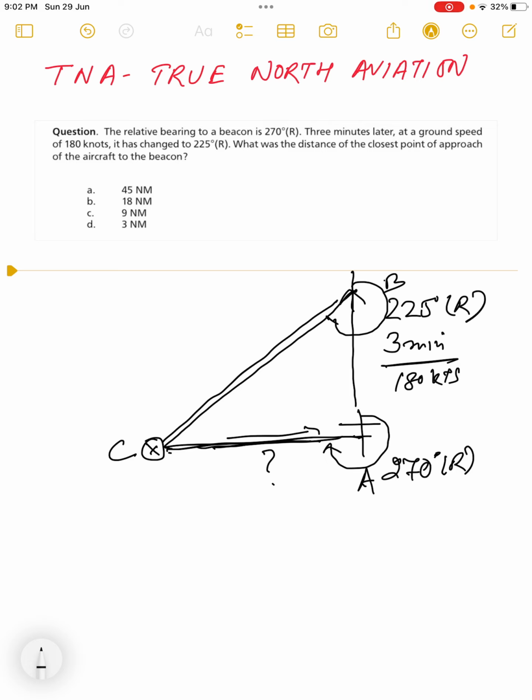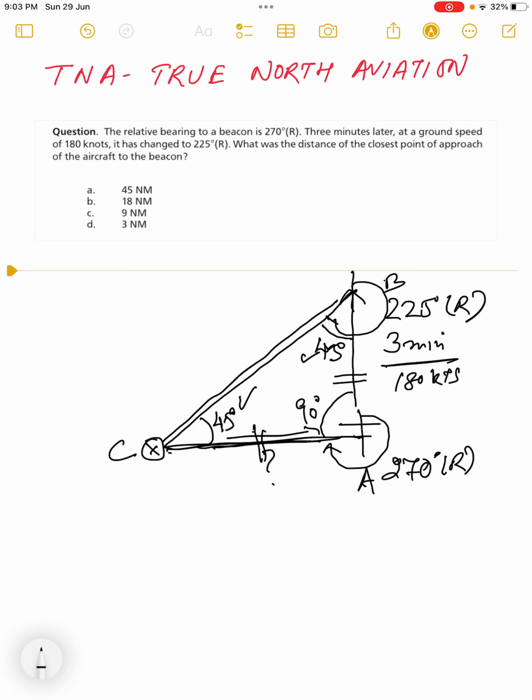What is the value of this angle? It is 90 degrees. The value of this angle is 45 degrees. How much is this? 45 degrees. So two angles are the same, so it's an isosceles triangle. In an isosceles triangle, the property is that two sides are equal. Which two sides are equal? The sides opposite the equal angles. These two angles are 45, 45, so these two sides are equal.